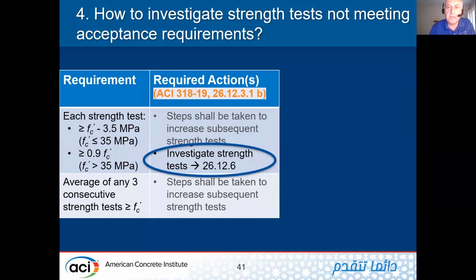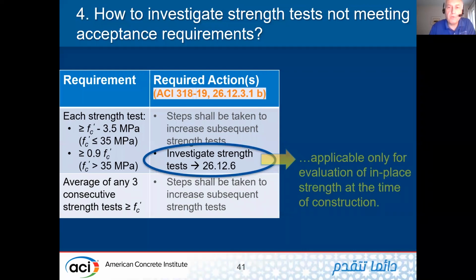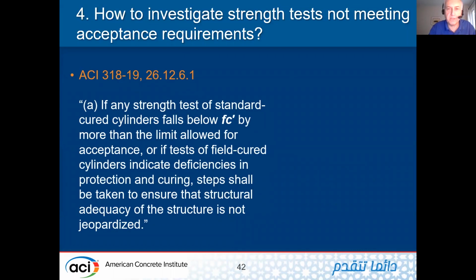Before we look at the investigation itself, we must emphasize that this is applicable for new construction only. Once the building or construction is finished and, let's say, the certificate of occupancy for the building is released, it's no longer ACI 318, it's something else. So investigating those strengths is only when you are still under construction, the whole construction job site, right? So that's the caveat of ACI 318.